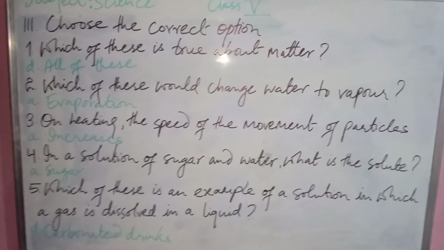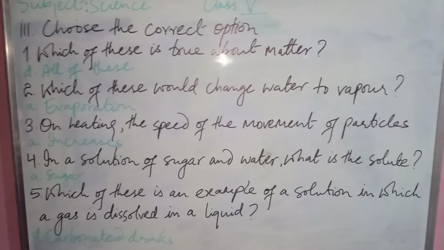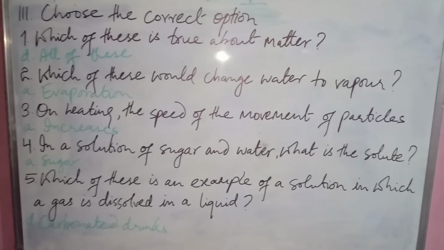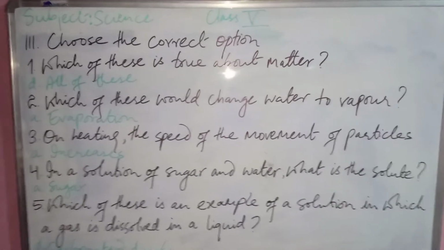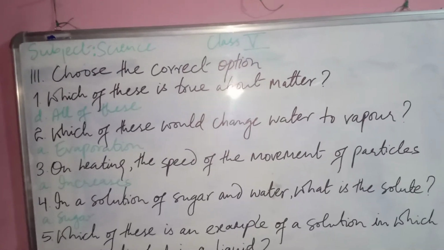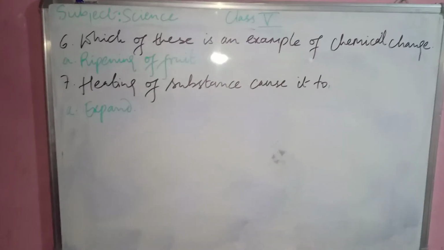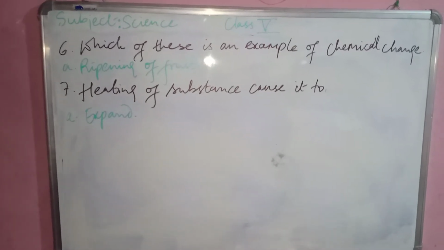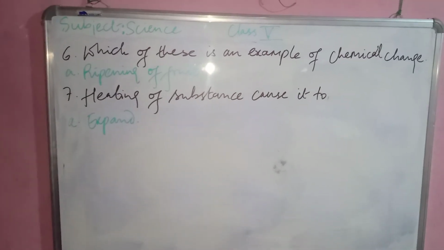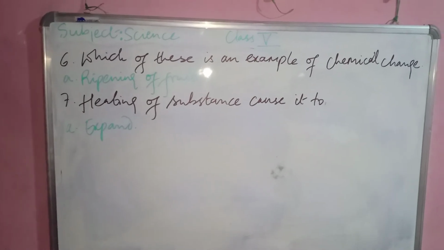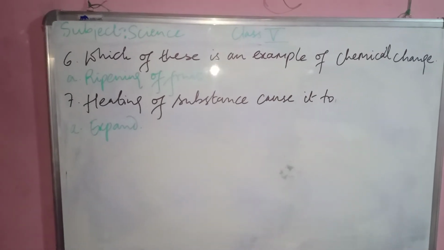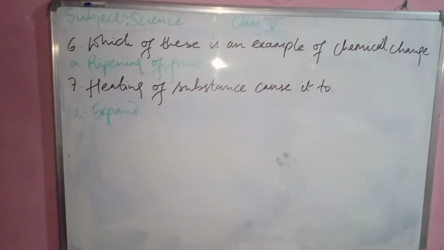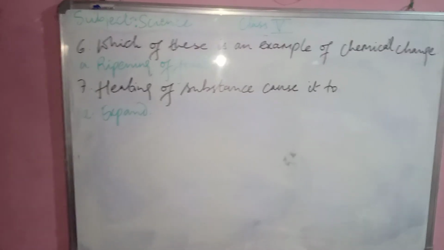Question 5, which of these is an example of a solution in which a gas is dissolved in a liquid? Option D, carbonated drinks, is the correct option. Next, we have the question, which of these is an example of chemical change? We have options like ripening of fruits, tearing of paper, melting of glaciers, and breaking of glass. So ripening of fruits is the correct answer.